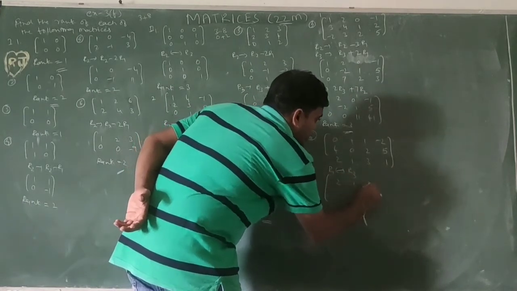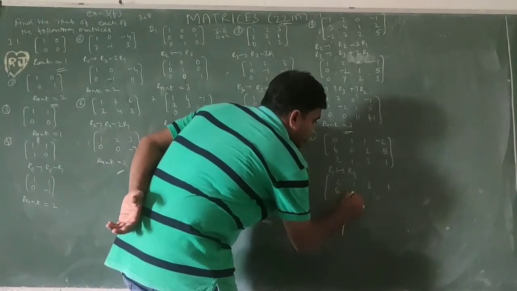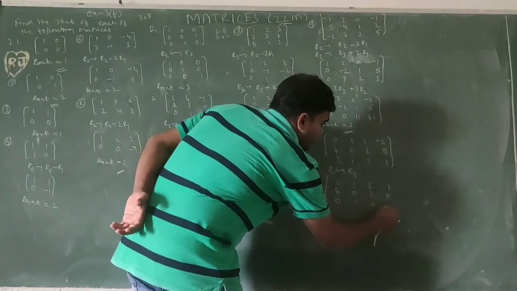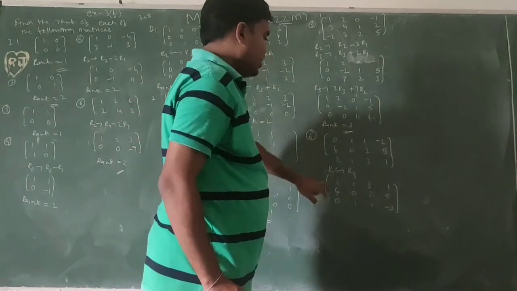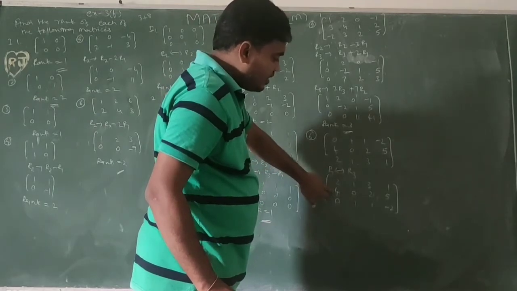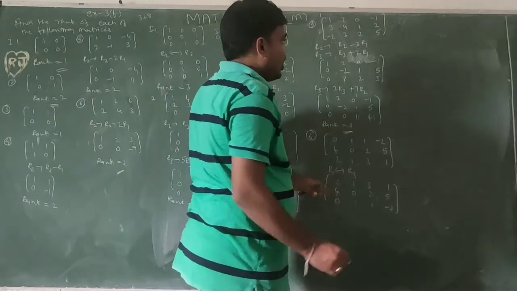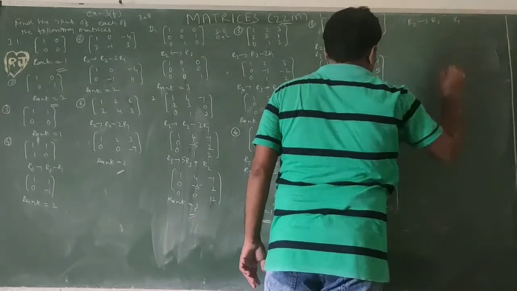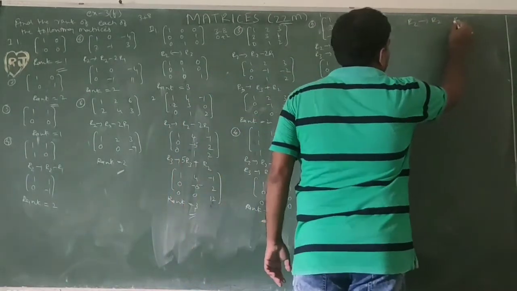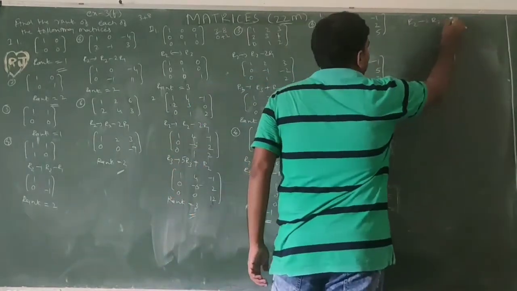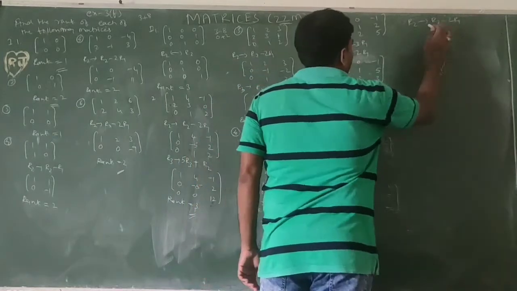2 1 3 1, 4 0 2 5, 0 1 1 minus 2. So this is equal to 0. We need to convert this to 0, and already it is 0. So now R2, changing R2 with the help of R1. This is 4, this is 2. So now I want to multiply by 2, so the balance is minus 4, minus 4.